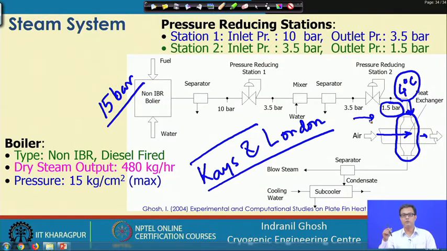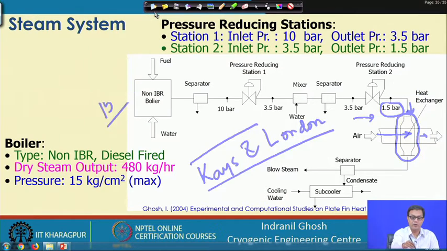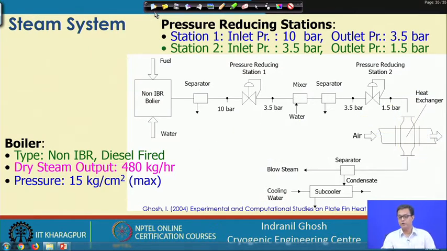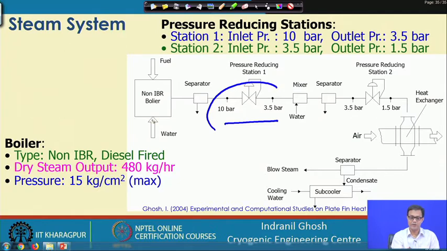But if we want to do it in a single stage, there would be a very large degree of superheat, and we will not be able to control it at this point. So, what we do is reduce it in two stages. By the time it comes from this boiler to this point through the phase separators and all, it will be available at a pressure of 10 bar.